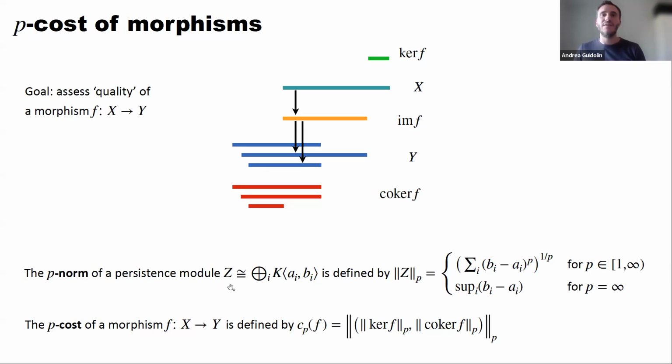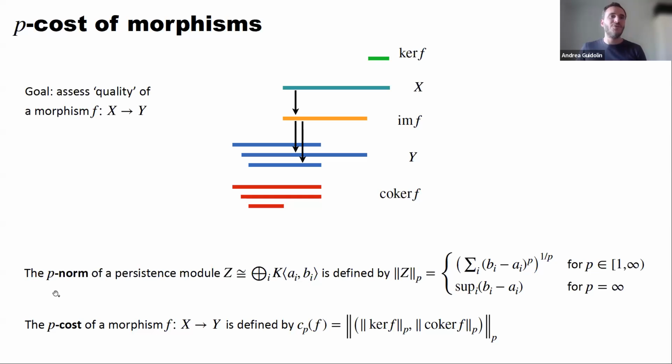Let Z be a persistence module, which has a certain barcode decomposition. We define the p-norm of Z as the sum of the lengths of the bars to the power of p, and then we take the pth root of the sum. We do this for finite p. For infinite p, when p is infinity, we define the infinity norm of the persistence module to be just the length of the longest bar. So this is the p-norm of any persistence module.